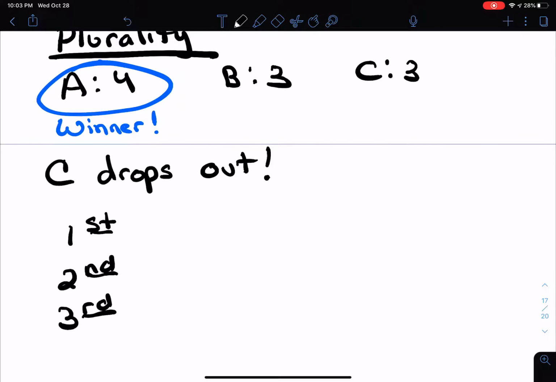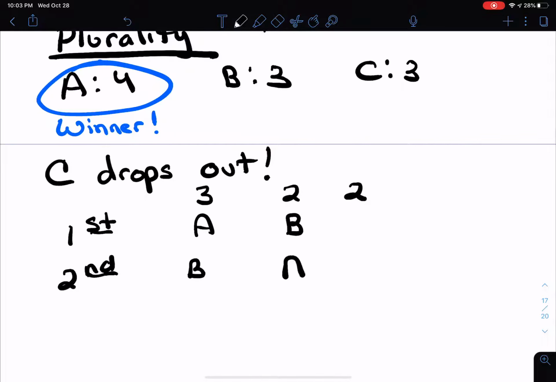C drops out. We no longer have third place, so I need to erase that. Silly me, because C's gone. So we have AB, BA, and BA. All I did was remove C. AB, BA, BA. And you know what? Let's clean this up and let's make it 4 for BA. Let's just do 2 columns. It's easier. Because you had 2 columns, 2 and 2 for BA, so you might as well just combine them.